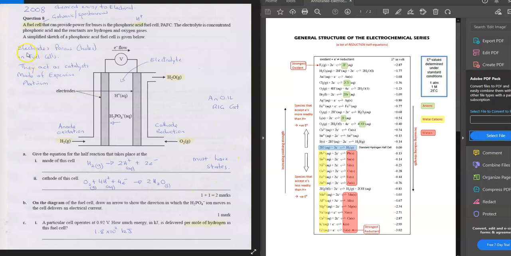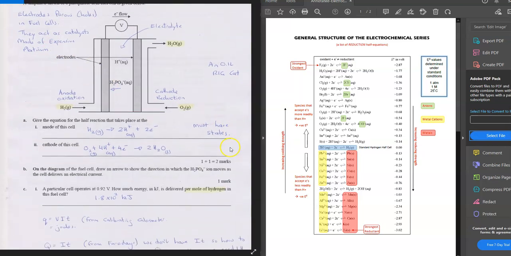Whenever you think of fuel cells, remember the electrodes are porous. They'll allow hydrogen ions to pass through, but they won't allow the gases to pass through. So they act as catalysts. They help speed up the rate of the reaction, the loss of electrons, and they're expensive because they're made of metals that are being used as catalysts.